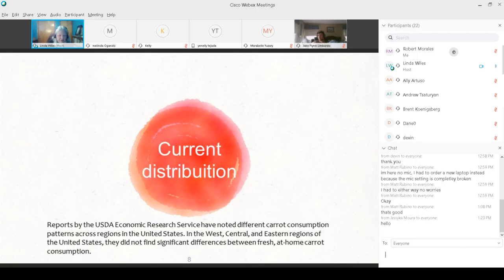Okay, current distribution. Reports by the USDA Economic Research Service have noted different carrot consumption patterns across regions of the U.S. The west, central, and eastern regions of the U.S. didn't show significant differences in fresh at-home carrot consumption.